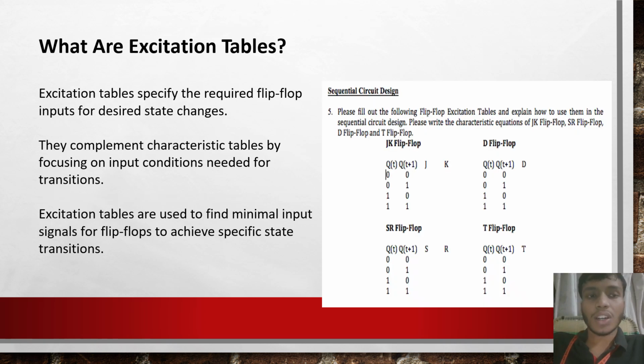What are excitation tables? Excitation tables specify the required flip-flop inputs for desired state changes. They complement characteristic tables by focusing on the input conditions needed for transitions. Excitation tables are used to find the input signals for flip-flops to achieve specific state transitions.